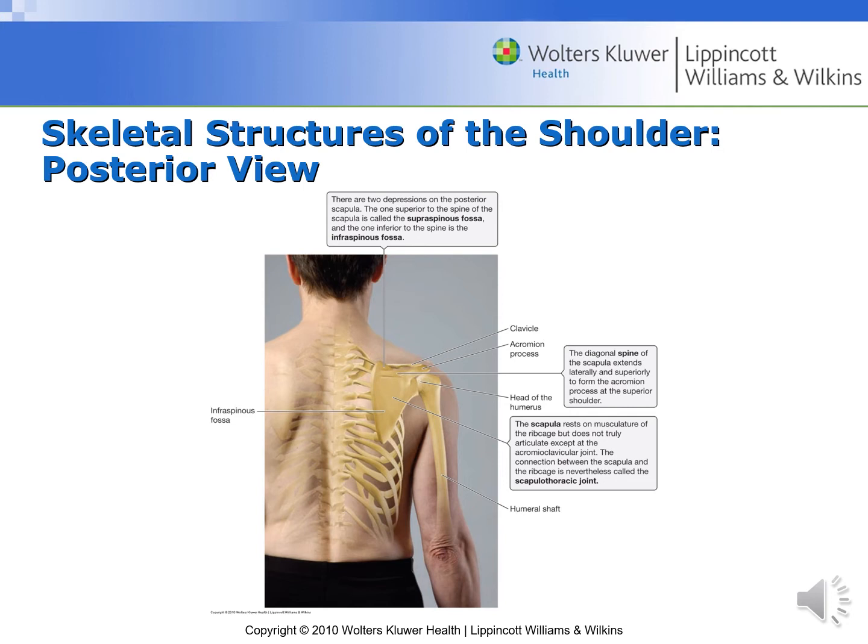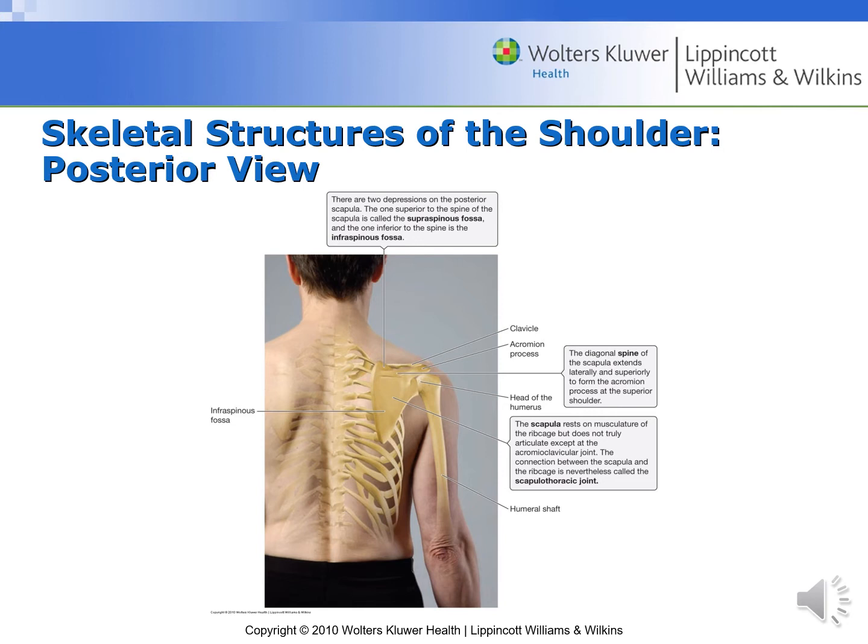Now let's consider the skeletal structures of the shoulder from the posterior view. There are two depressions on the posterior scapula. The one superior to the spine of the scapula is called the supraspinous fossa, and the one inferior to the spine is the infraspinous fossa. The diagonal spine of the scapula extends laterally and superiorly to form the acromion process at the superior shoulder.